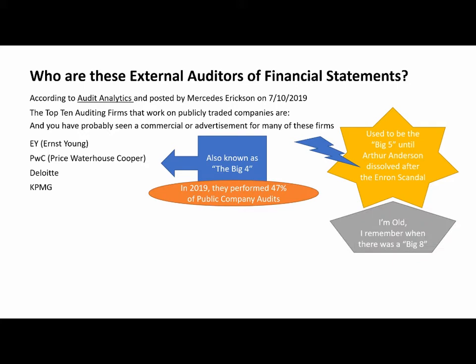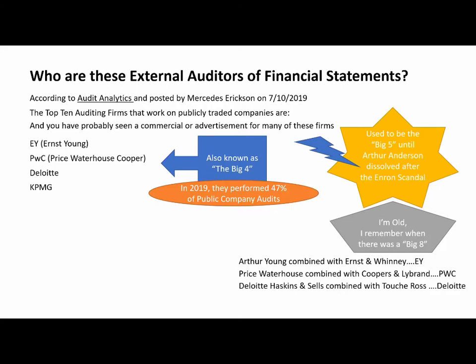Of course, I'm pretty old. I actually remember when there was a Big Eight, when Arthur Young combined with Ernst & Whinney to become EY, when Price Waterhouse combined with Coopers & Lybrand to become PwC, when Deloitte Haskins & Sells combined with Touche Ross to become Deloitte, when Peat, Marwick & Mitchell combined with a European company to become KPMG.